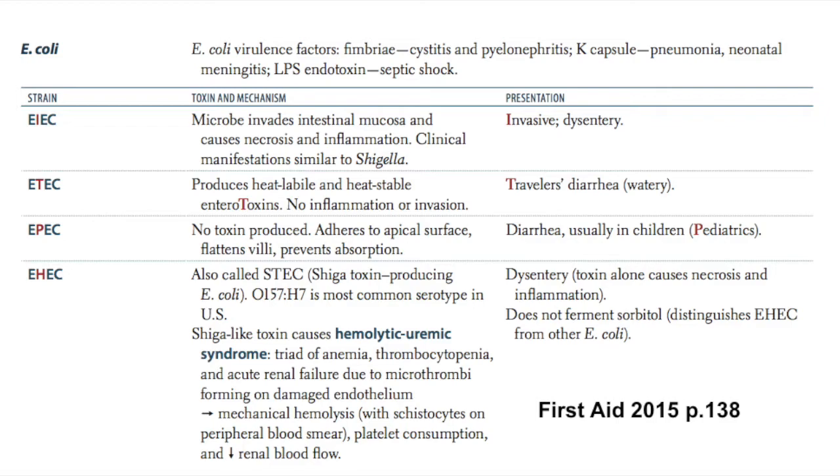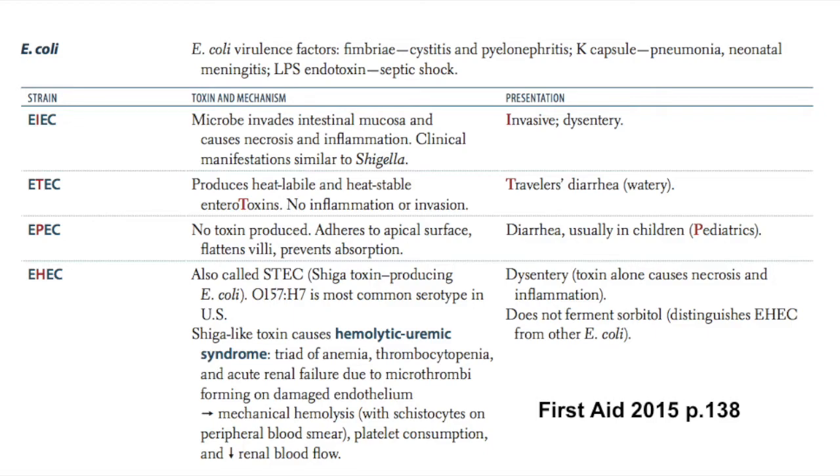So first of all, there's enteroinvasive E. coli, which causes dysentery. There's enterohemorrhagic E. coli, which causes hemolytic uremic syndrome and thrombocytopenic thrombotic purpura. And remember that one comes from the O157:H7 antigen. There is enterotoxigenic E. coli, which causes traveler's diarrhea.